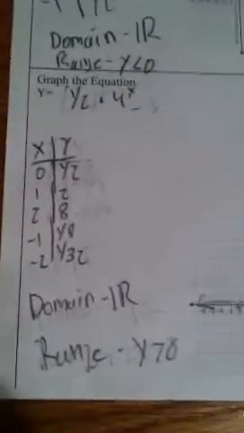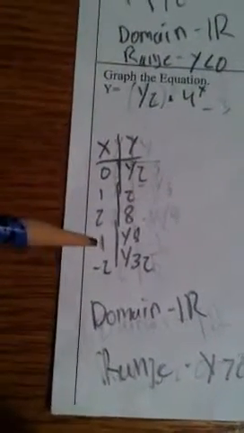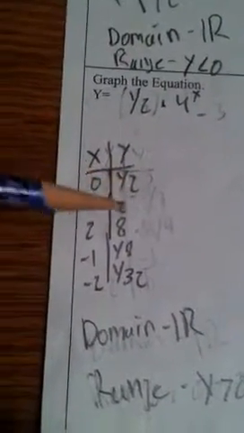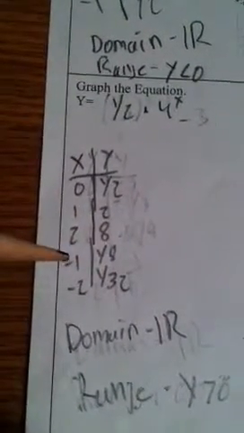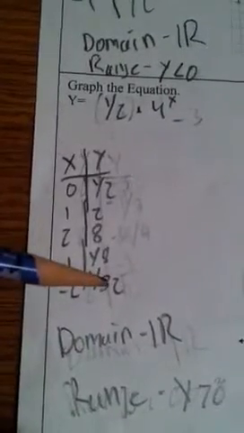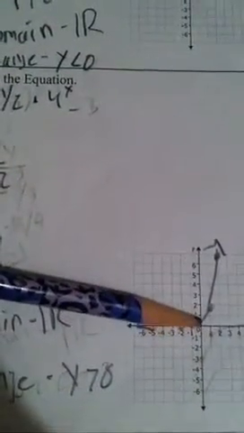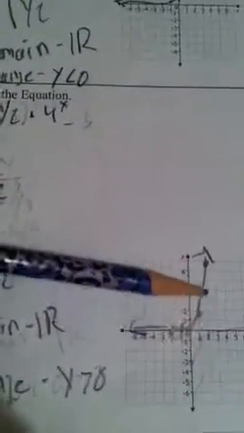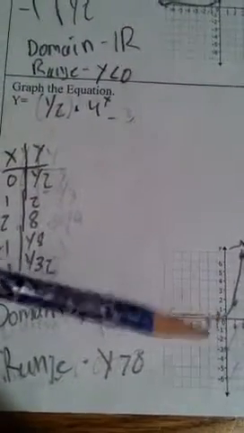Here's your t-chart. Same thing, put your simple numbers in: 0, 1, 2, negative 1, and negative 2. Plug them in. 0 gives 1/2, 1 gives 2, 2 gives 8, negative 1 gives 1/8, and negative 2 gives 1/32. Plug it into the graph. 0 to 1/2, 1 to 2, 2 to 8, and then negative 1 to 1/8, negative 2 to 1/32.